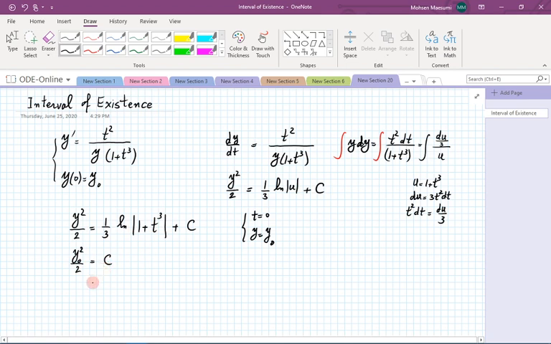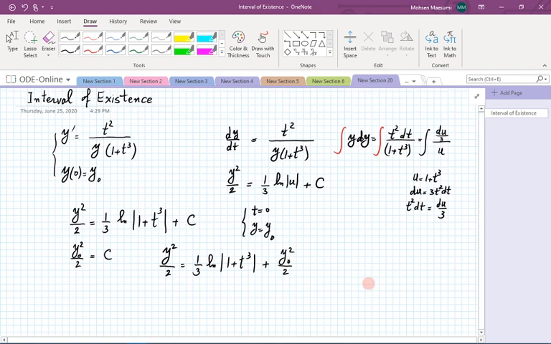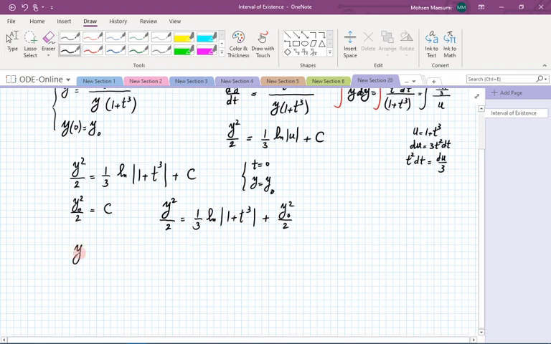So fortunately, excuse me, y squared over 2 is equal to 1/3 of logarithm of 1 plus t cubed plus y0 squared over 2. I cross multiply. So y squared is 2/3 of logarithm of 1 plus t cubed plus y0 squared.